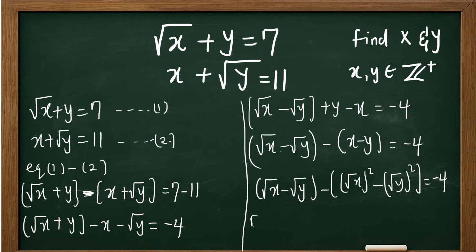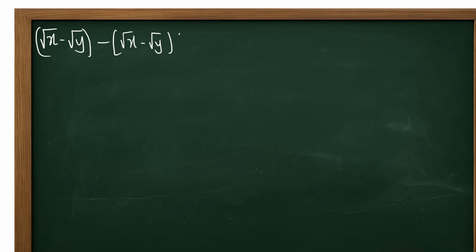Now, recall the difference of two squares: when we have a squared minus b squared, it is the same thing as a plus b times a minus b. So I'm going to apply this to solve this further. The expression can be written as the square root of x minus the square root of y. Applying the difference of two squares, here we can have the square root of x minus the square root of y, times the square root of x plus the square root of y, still equals negative 4.